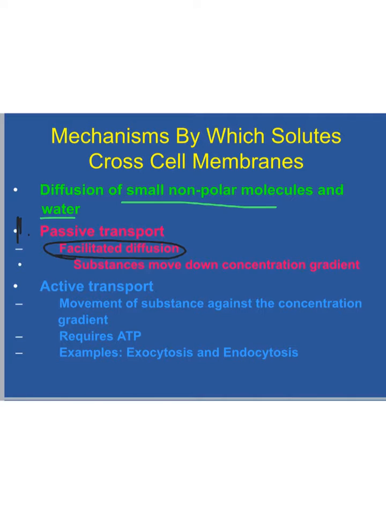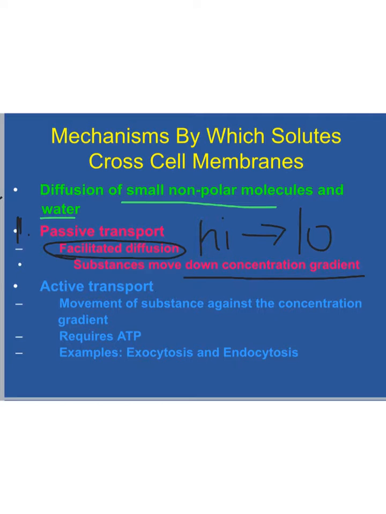So this is where substances move down the concentration gradient, from an area of high concentration to an area of low concentration. Passive diffusion does not require any energy. Remember, ATP is our energy currency. Passive diffusion does not require ATP.